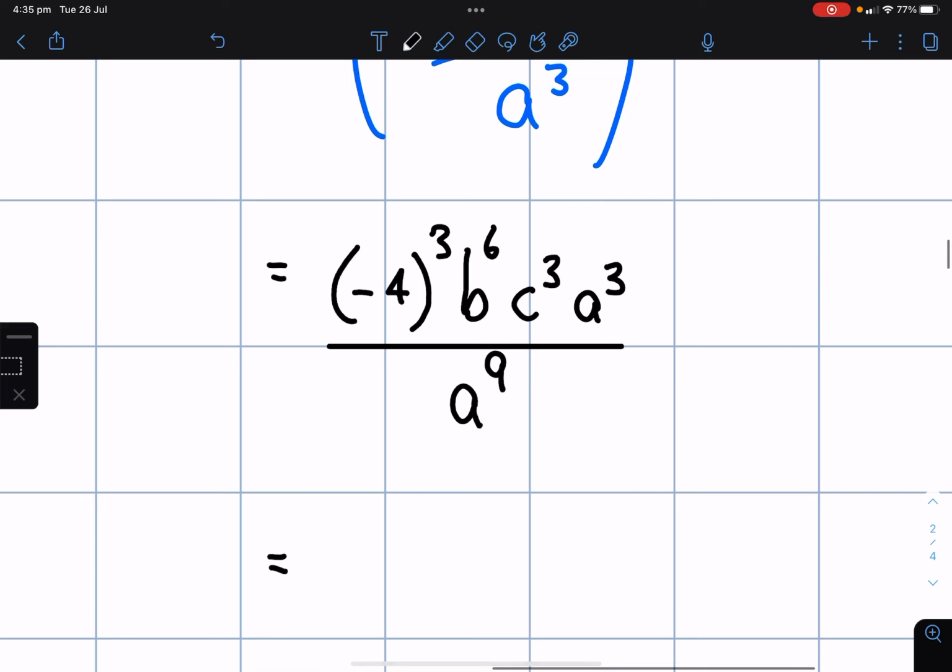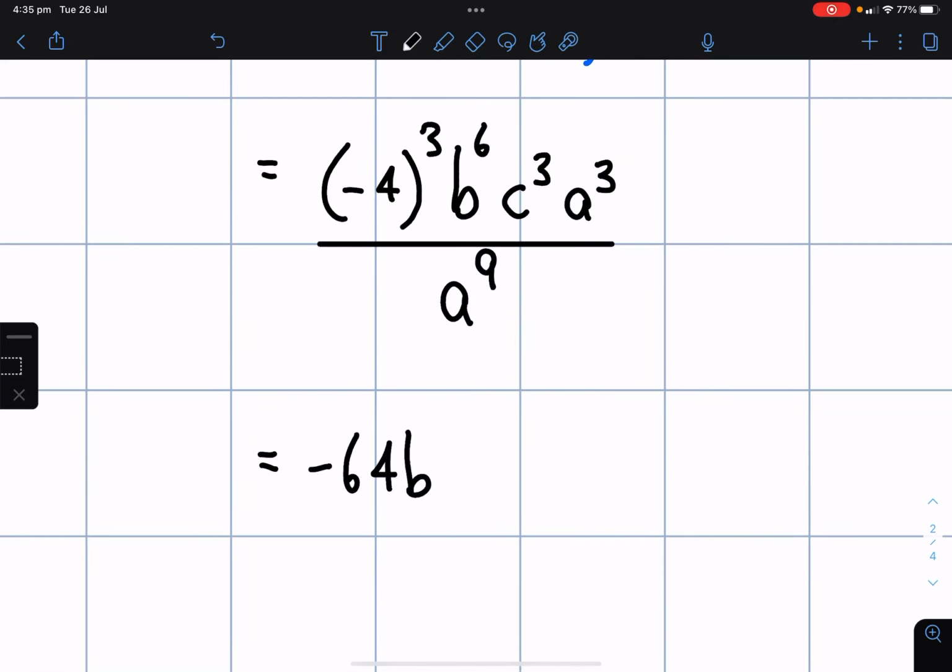Negative 4 to the power of 3. Because it's an odd power, the negative stays because we've got an odd amount of negatives. So we've actually got negative 4 cubed, which is negative 64. Then we've got b to the power of 6, c to the power of 3.